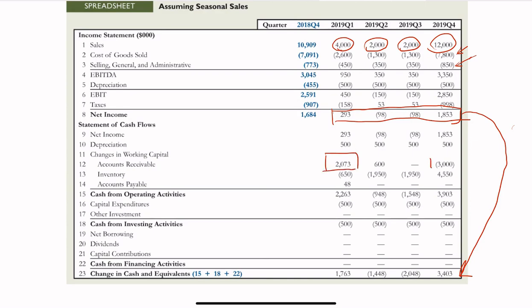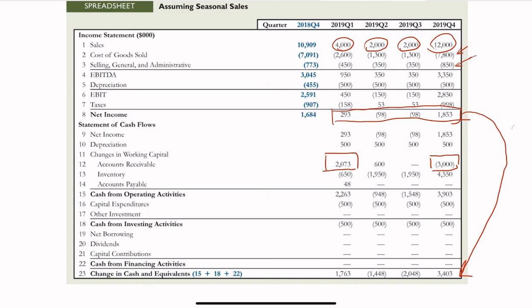Then it's also easy to see that we will have a negative number here because, in this case, the firm will have a lot of sales in Q4. So this will create accounts receivable. So this will reduce the firm's cash flow.